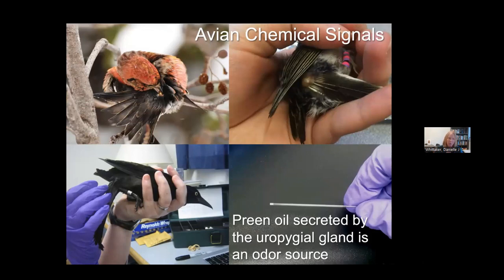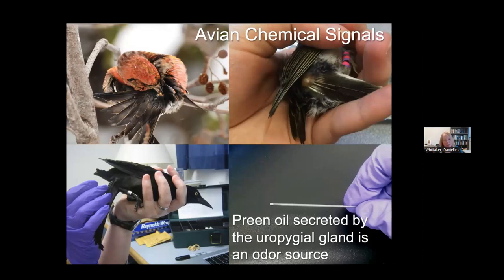They'll take some oil on their bill, spread it on their feathers while preening, and it helps protect the feathers from exposure to sunlight and water and ectoparasites. It helps keep them healthy, helps with thermoregulation and waterproofing. And it's also the source of volatile compounds, airborne compounds that give the bird an odor.